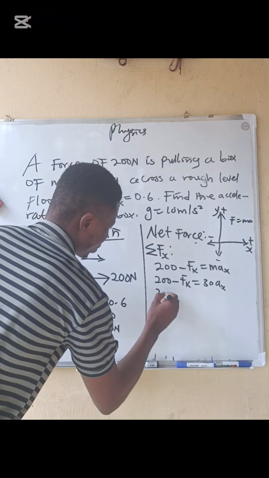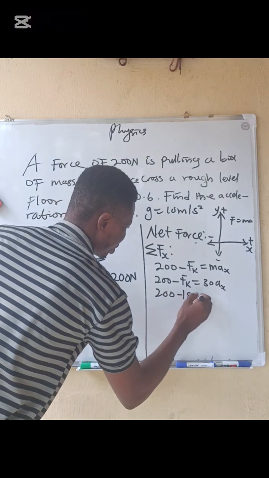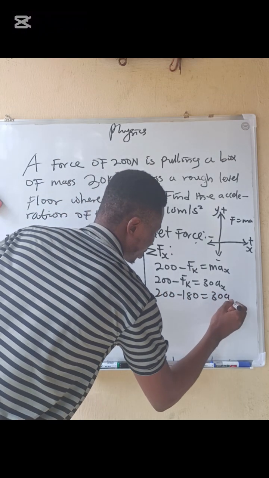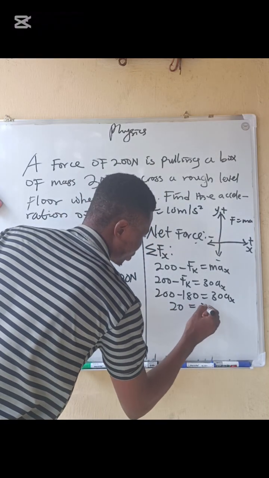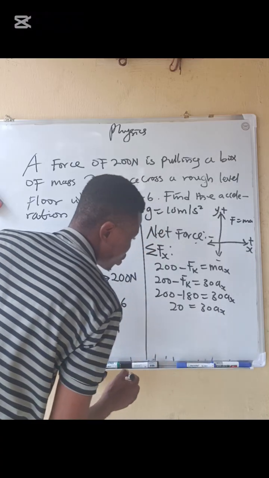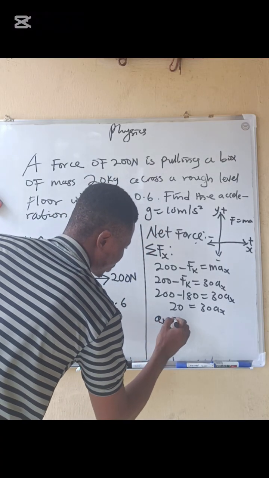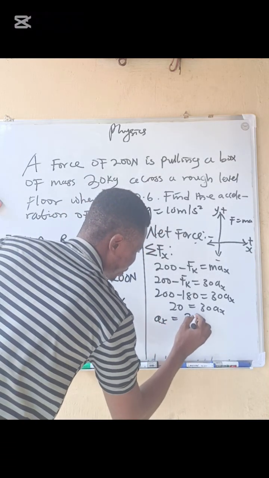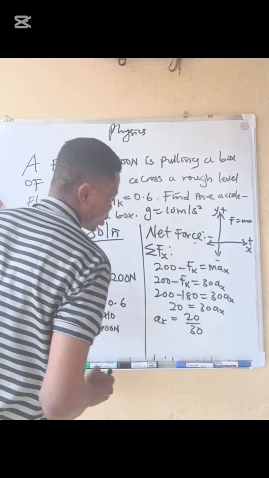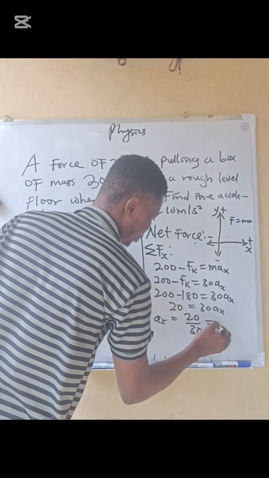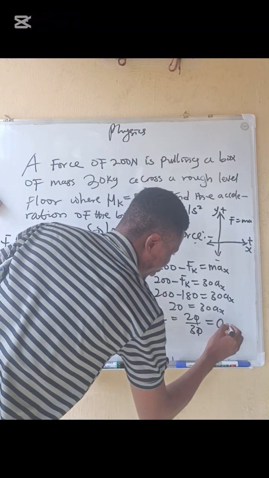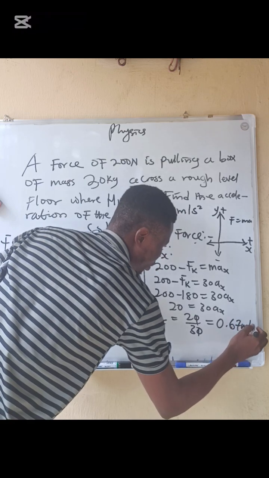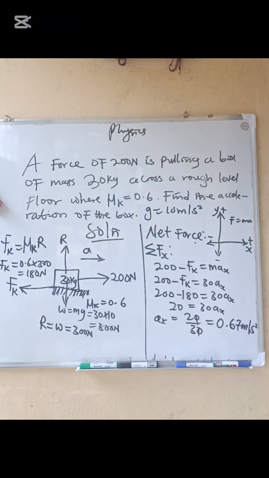So we now have 200 minus 180 equals 30 AX. Subtracting, we have 20 equals 30 AX. Therefore AX equals 20 divided by 30, which is 2 divided by 3, giving 0.67 meter per second square. That is the answer.